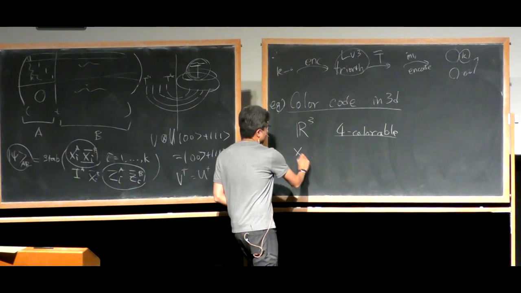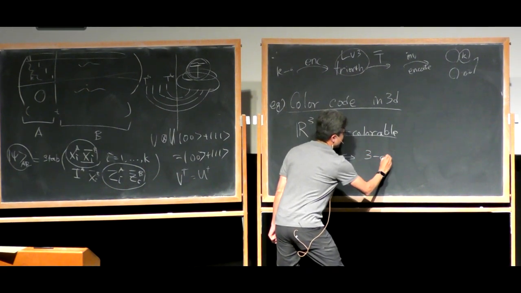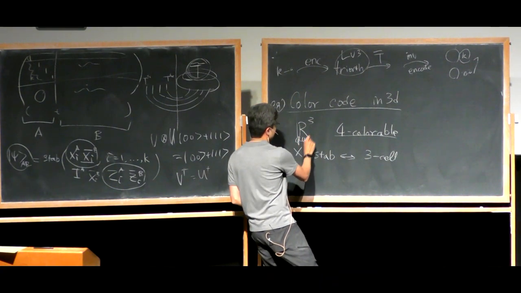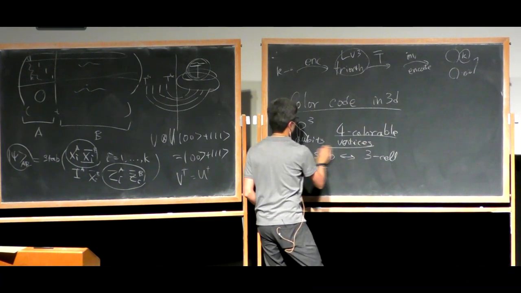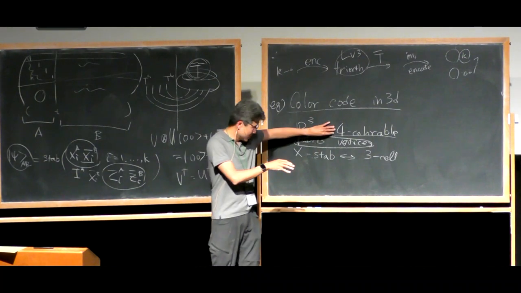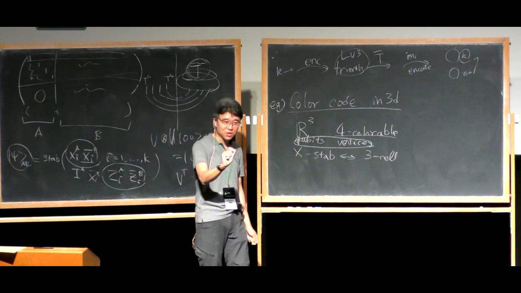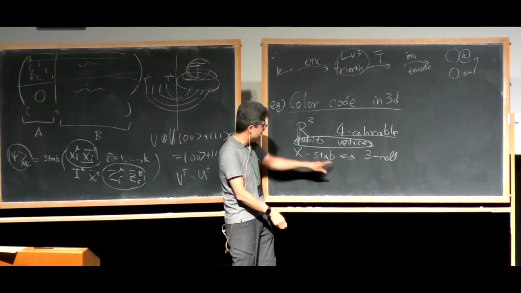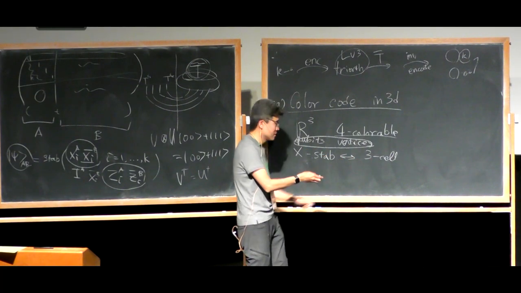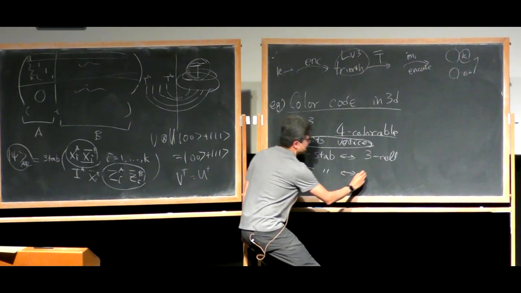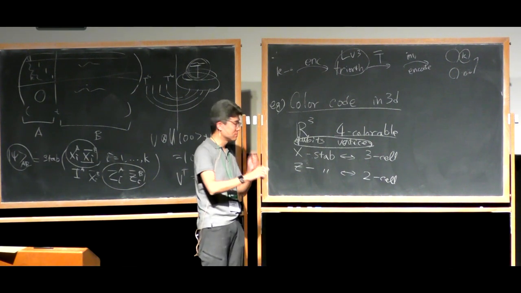Then the definition of the color code is that I assign X stabilizers for every three-cell. The qubits are on vertices. The colorable tessellation gives you a cell structure: there's a volume, there's a face, there's a line and a point. At every point you put a qubit. An X stabilizer is going to be the product of X around all the vertices for a given three-cell. And a Z stabilizer is assigned to every two-cell. Question? Yeah, this is the definition.